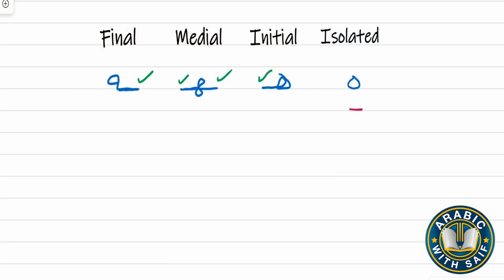This is the isolated form of ha as we studied in level 1. This is how the letter looks if it's by itself in the word. When you write it in the beginning of a word, the shape of ha will change to be like a small flower attached with a short line to get connected after.